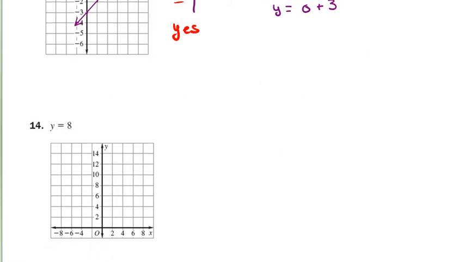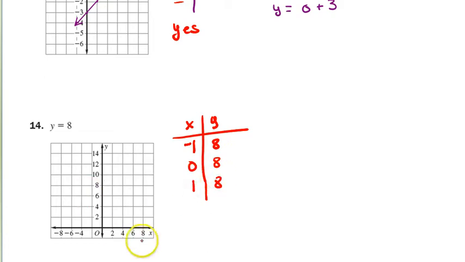Let's look at number 14. Y equals 8. All right. So let's make our XY chart. If I make x -1, y is going to be 8. If I make x 0, y is going to be 8. If I make x 1, y is going to be 8. So no matter what I do, y is going to be 8.